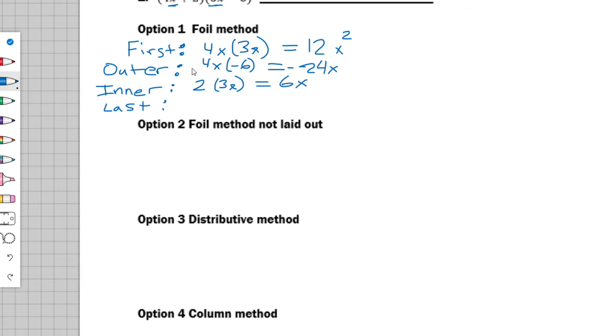And then we're going to do the last terms. So technically the last terms in each of the grouping symbols, so positive 2 and negative 6 multiplied together. So 2 times negative 6, and that's going to be negative 12.